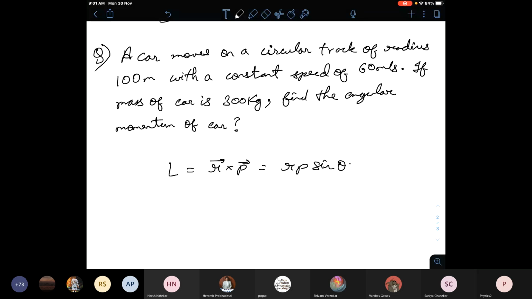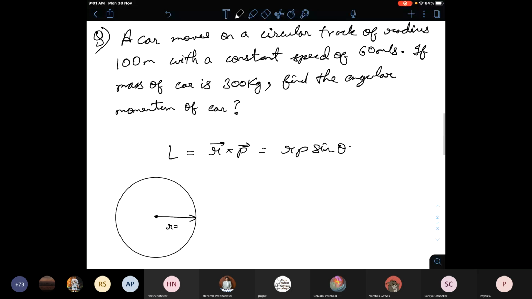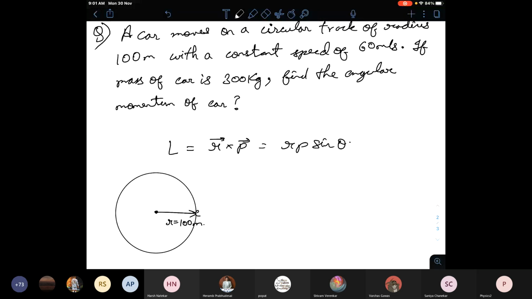Now see, if you draw the motion of the car, this is the R vector, which is 100 meters. Here is the car, which has a velocity of 60 meters per second. When you write R cross P, you can write it as R m v sin theta. So what is this theta? Theta is the angle between the velocity vector and the R vector, the radius vector.